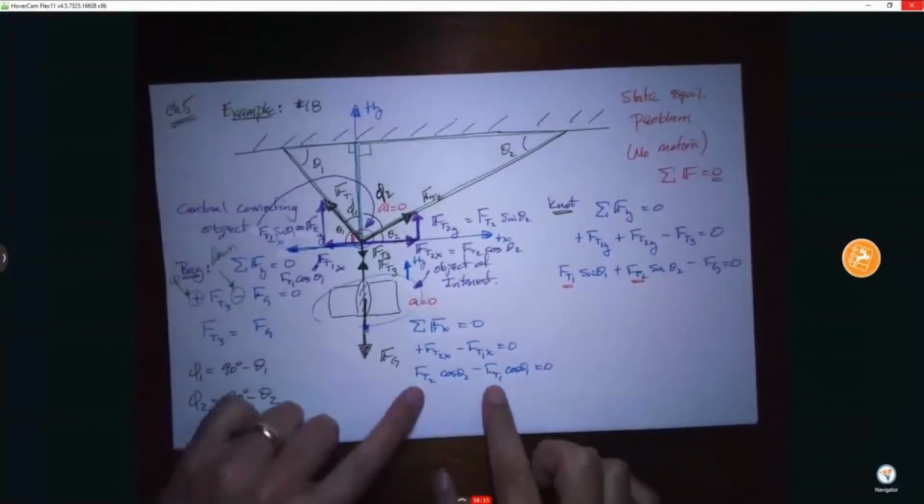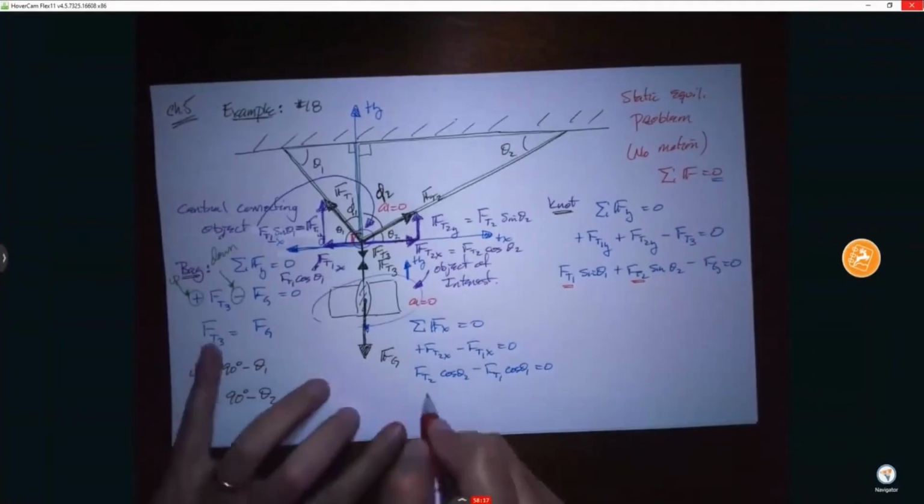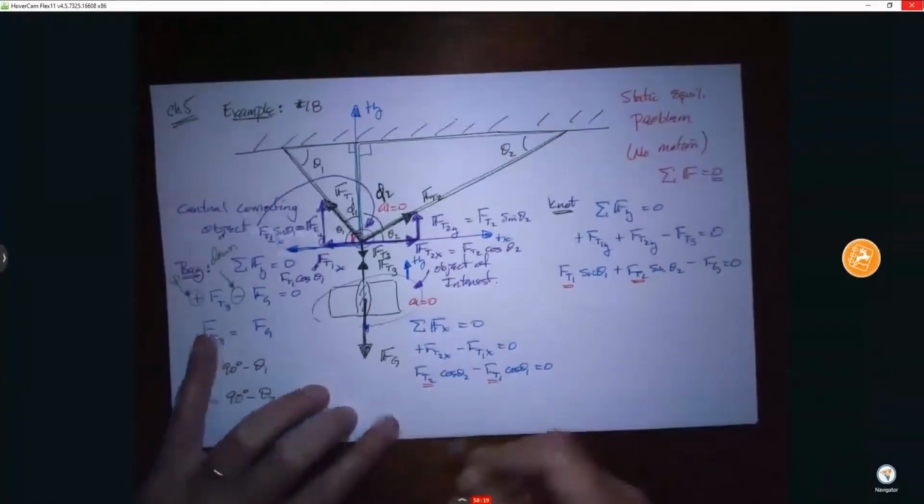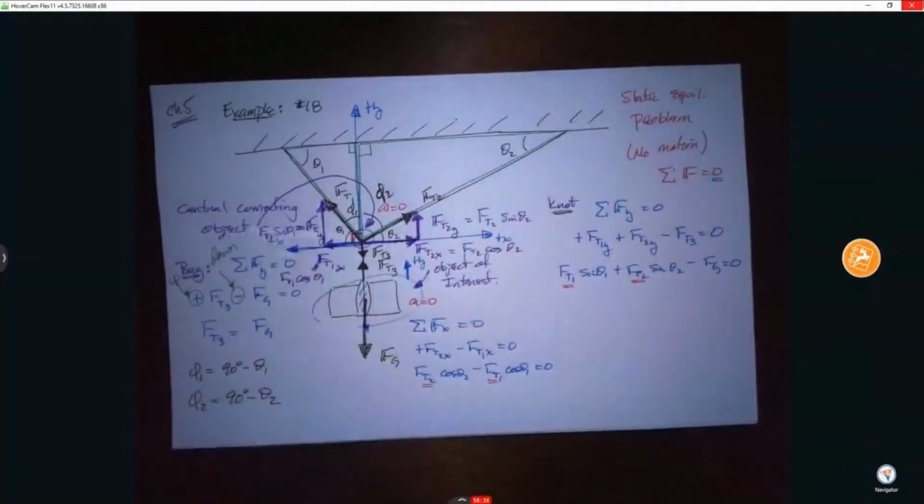Then I can use this to solve for one of the tension magnitudes in terms of the other. I can plug it into this equation and get my solution. So that's going to be the process that we're going to look at.